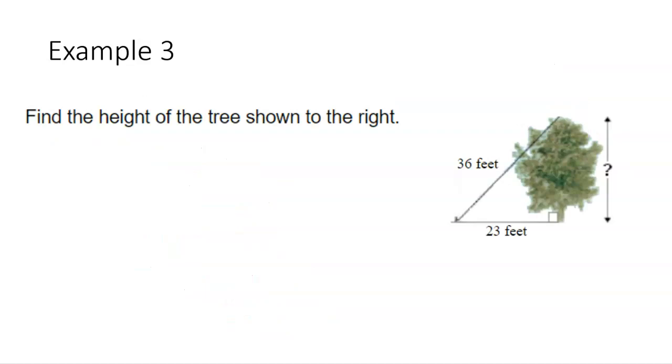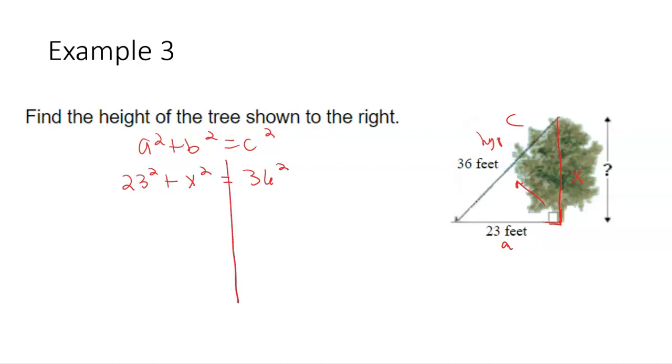In this example here, they want us to find the height of the tree shown. So here, we are trying to find this, and we don't know it. So we are going to set this up. Let's call, this is our right angle, this is our hypotenuse. So you can call this C, and we can call this A and B. And we can keep it X, honestly, if you want. So it would be A squared plus B squared equals C squared. Our A is 23 squared. Our B we don't know. Our C is 36 squared. You could totally keep it as B squared.